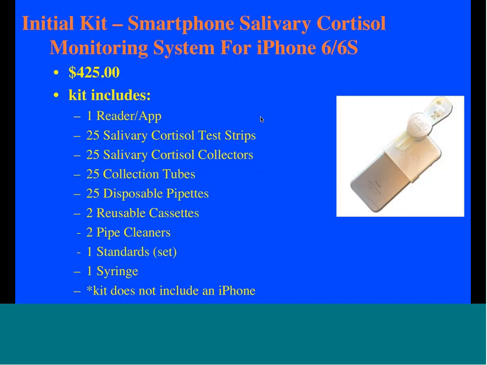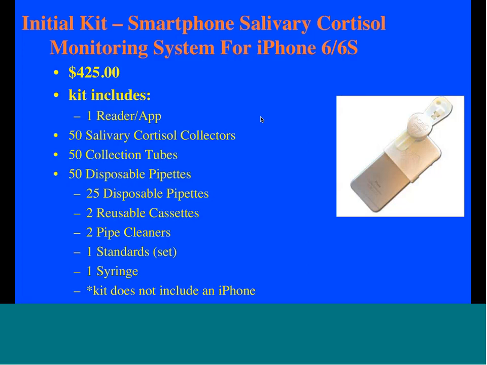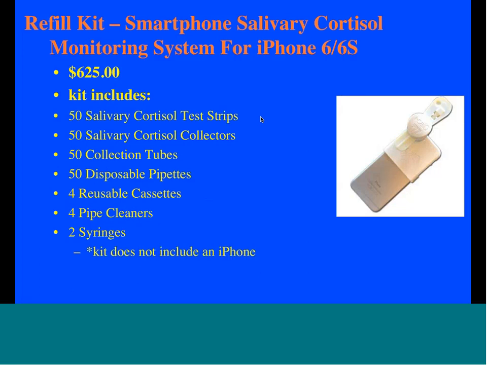At least on their website, they sell an initial kit for $425 that includes 25 salivary cortisol test strips and cortisol collectors. It does not include an iPhone. It includes all the things to make sure the kit testing works. So this comes out to about $20 a test, which is a lot cheaper than a lab. The refill kit comes with 50 strips for collection.